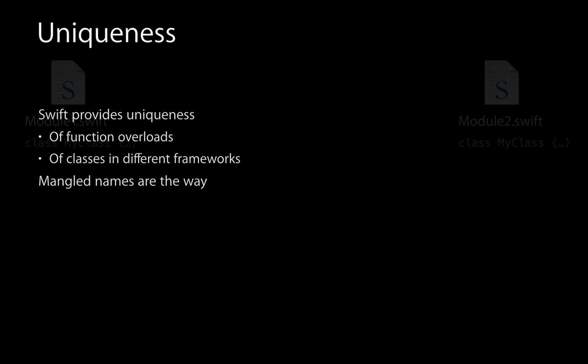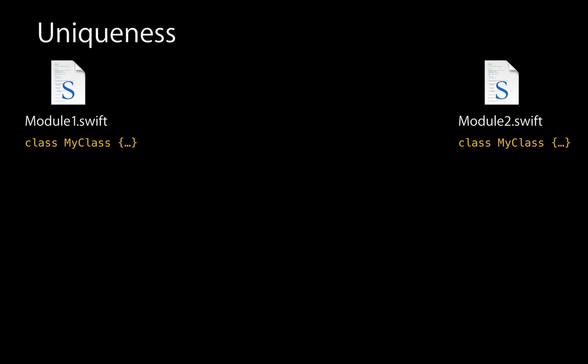Swift provides uniqueness among function overloads and among classes in different frameworks. The way to all this goodness is a feature called mangled names. Some of you may come from C++ and may be familiar with that already. Let's talk about it. There's two guys, and they're both writing Swift code. They don't know about each other, but they both think that MyClass is the best name ever for a class. I don't agree with that, but that's their choice.